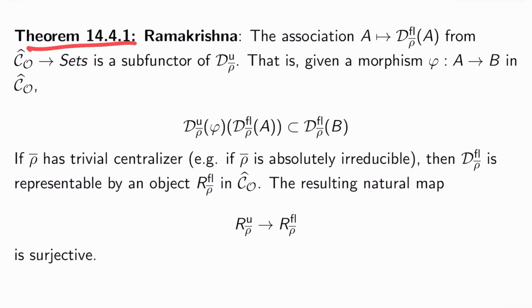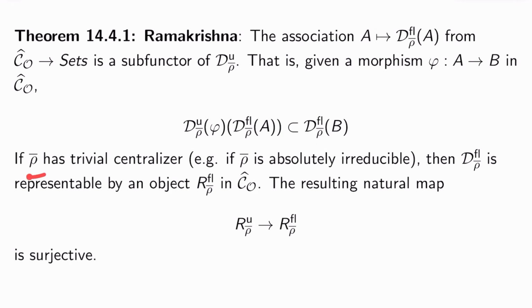So Theorem 14.4.1, Ramakrishna. The association that sends A to D flat rho bar of A from the category C hat O to the category of sets is a subfunctor of D rho bar. So indeed, we have what we want. In particular, the thing we have to check is what we just said above. Given a morphism phi from A to B in C hat O, D rho bar of phi applied to D flat rho bar of A is indeed inside D flat rho bar of B.